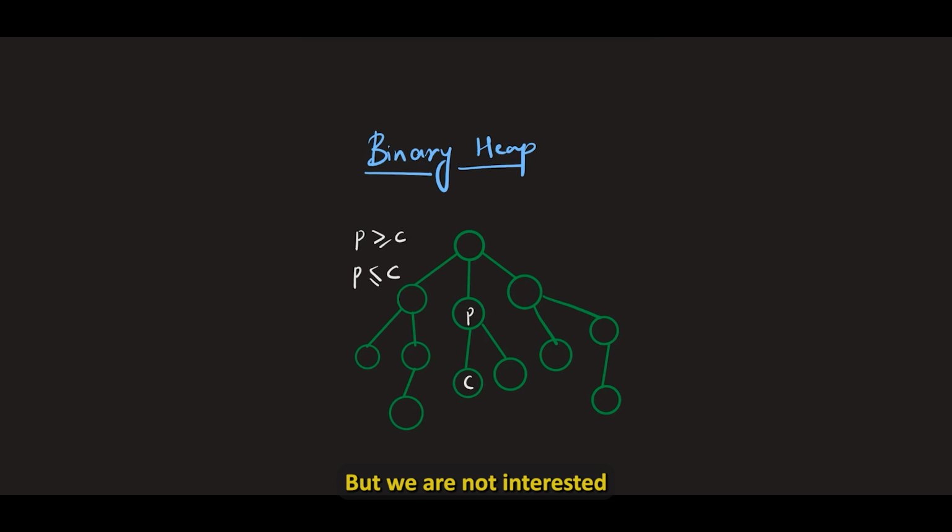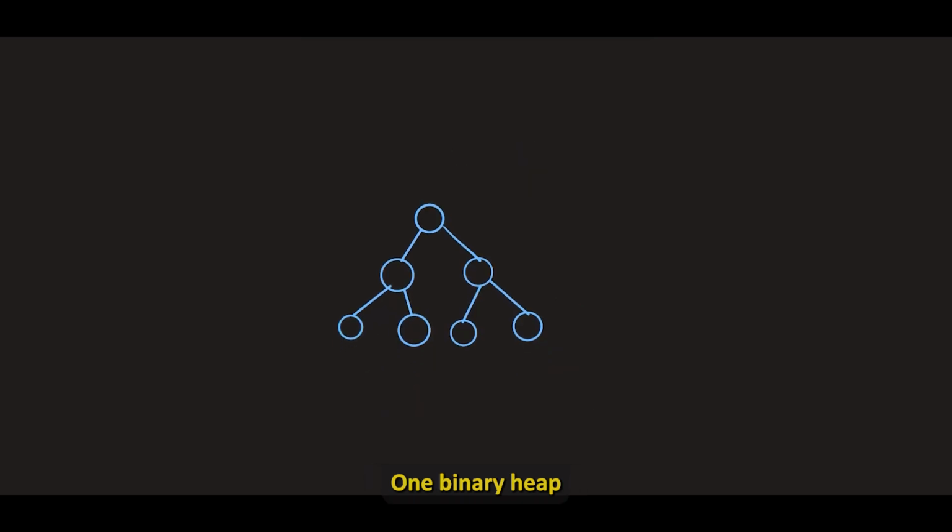But we are not interested in a general heap here. We are interested in a binary heap. A binary heap has two constraints. 1. A binary heap should be a complete binary tree. 2. It should satisfy the heap property.